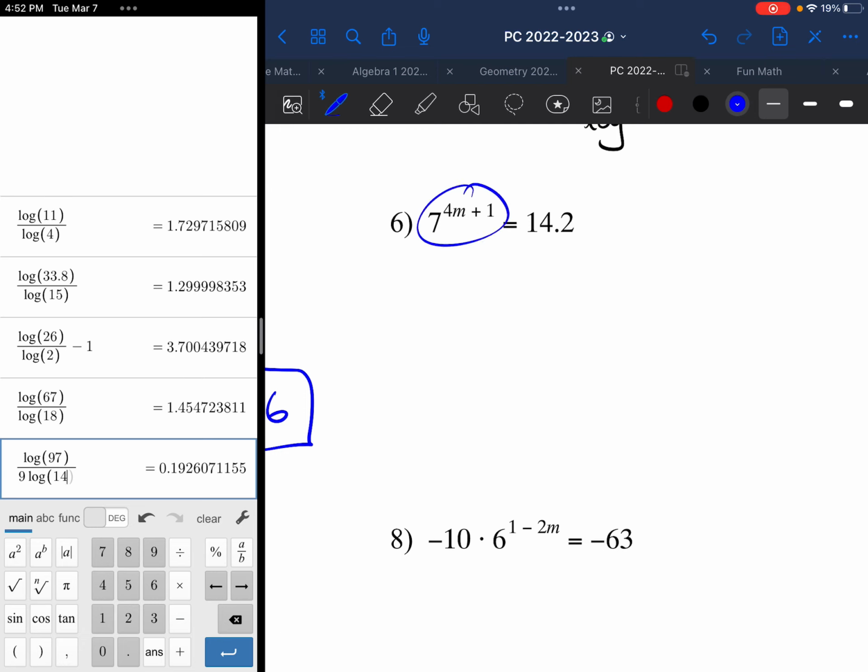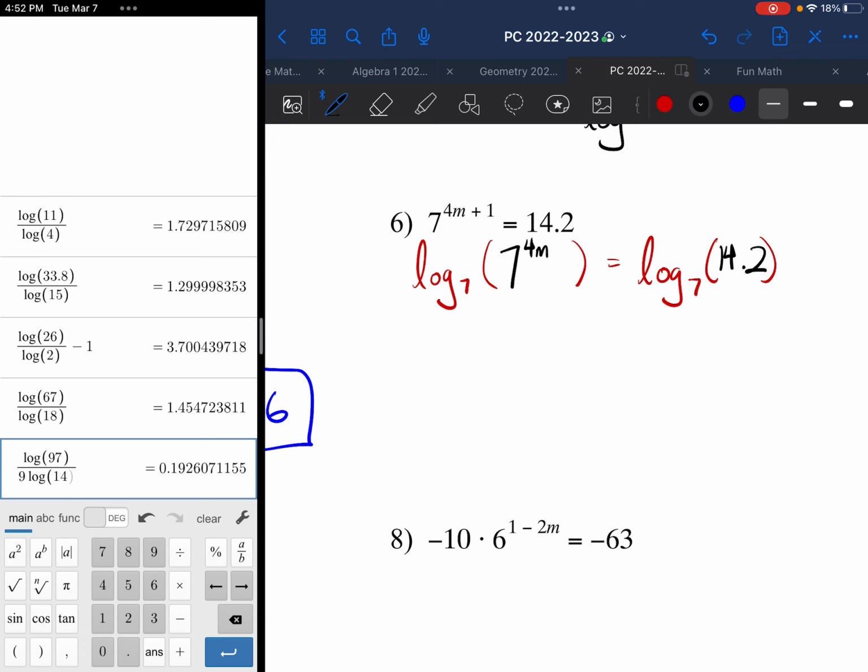No, everything there is trapped in the exponential. There's no step I can do to isolate it anymore, so I need to immediately take the logarithm. So I'm going to take log base 7 of all of that inside, and that's going to be log base 7 of that inside, that 14.2. So let's write down the 14.2, and this 7 to the power of 4m plus 1. All right, what cancels? The log and the 7 cancel, leaving us with a 4m plus 1.